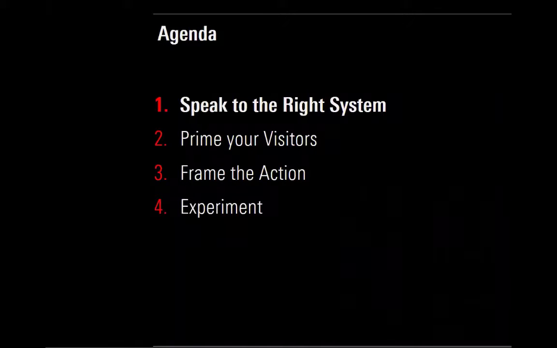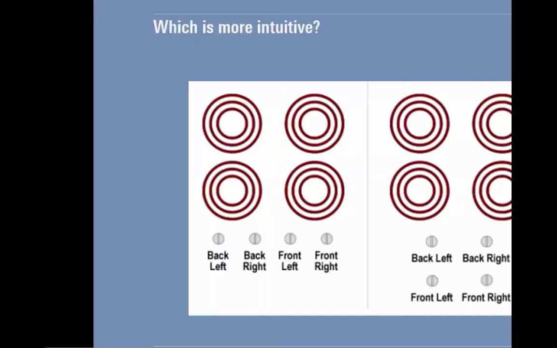So the first thing I want to talk about is speaking to the right system of your visitors. So what does this mean? Let's take a look at an example to start with. Take a look at the 2 images on the left and right here. These are both a stovetop, and the burners, as you can see, are laid out the exact same way, but you can see that the knobs on the bottom are a little bit different. So which one do you think, when you look at that, is just more intuitive to know how to use?